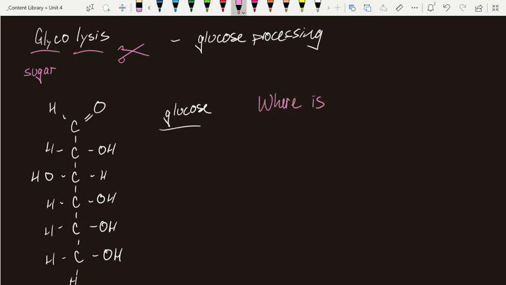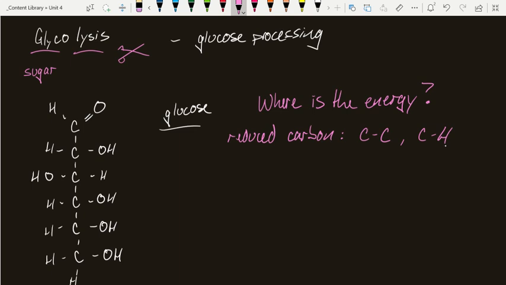Where is the energy? If I look at that molecule, I want to be able to see where the energy is. And if you watch my previous introductory video, hopefully you're thinking, well, the energy is in the transition of reduced carbon to oxidized carbon. But what does that mean? Well, if we look at the bonds, reduced carbon bonds are carbon-carbon bonds and carbon-hydrogen bonds. But if we're thinking about oxidized carbon, we're looking at carbon-oxygen bonds.